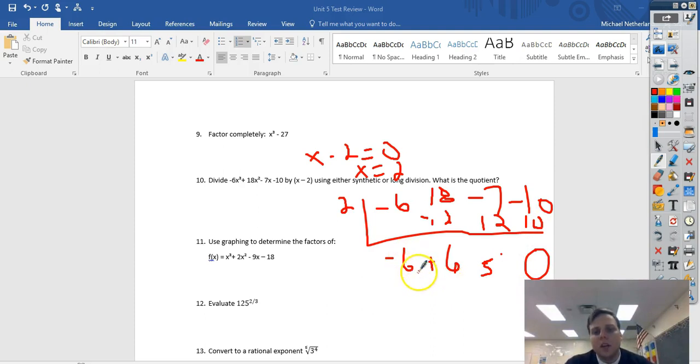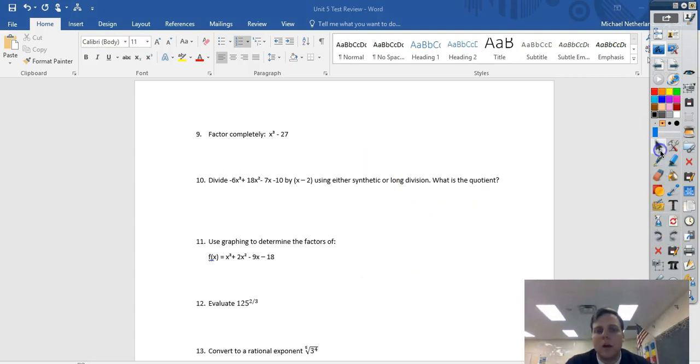So then we get negative 6x squared plus 6x plus 5. Because remember, the last number is always your remainder. The next number is always your constant. Then your coefficient on x. Then your coefficient on x squared. Okay?